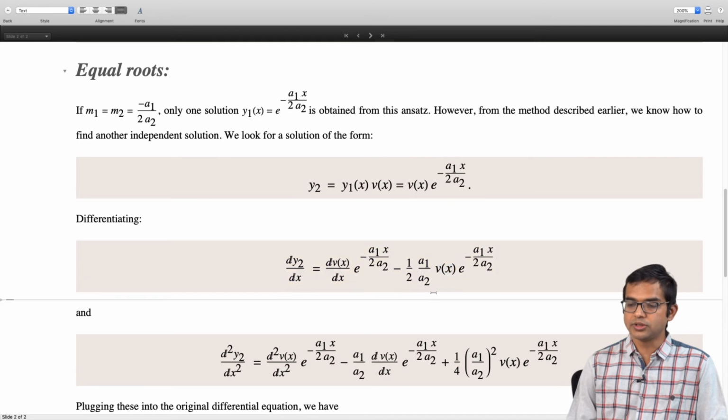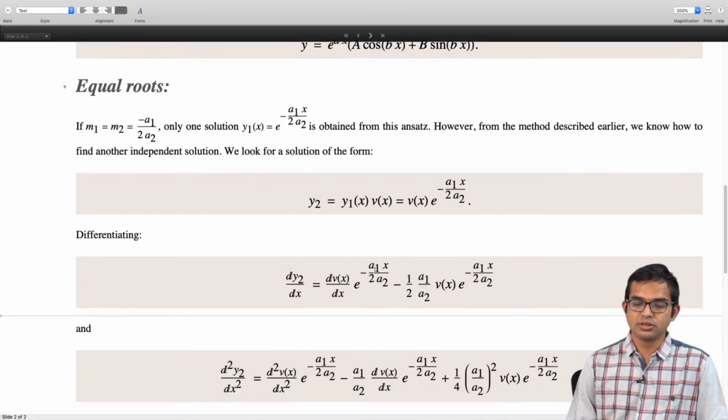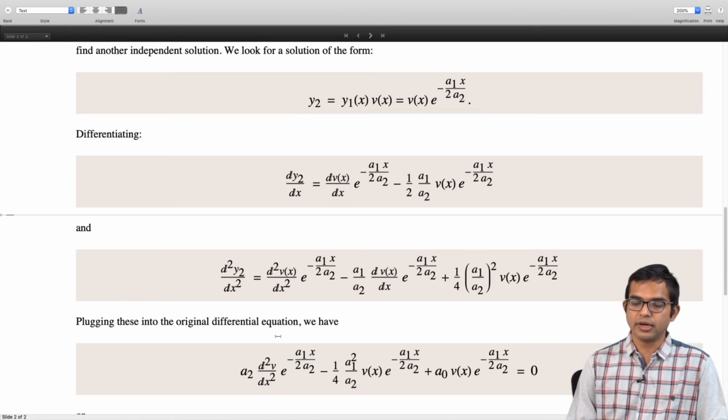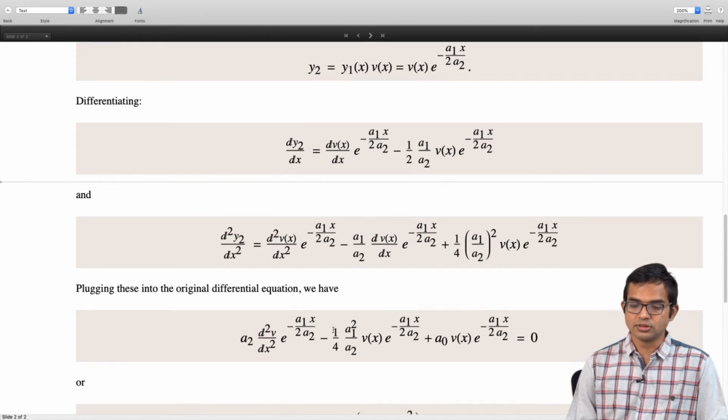Then you get one more term, which is obtained when you take the derivative of this exponential here. So v of x remains as it is, the exponential factor remains, but you get a 1/4 a1 by a2 the whole square. If you plug all of these three objects back into the original differential equation, there is a simplification because of the in-between terms, and you get only three terms: a2 d squared v by dx squared, the exponential remains as it is, minus half a1 squared by a2 times v times this exponential, plus a0 v times this exponential, is equal to 0.